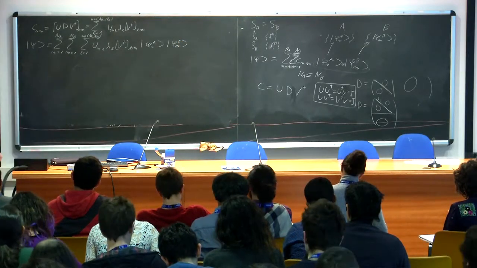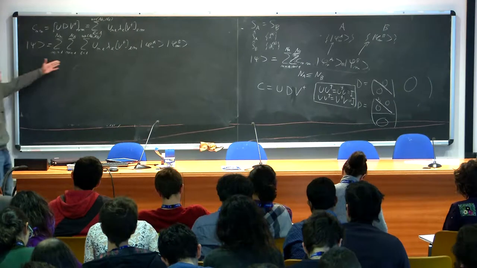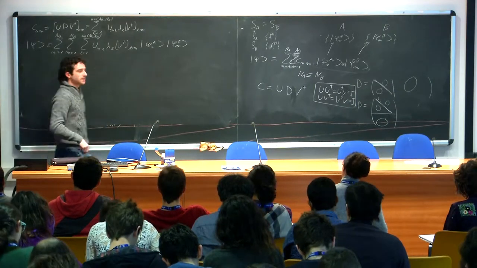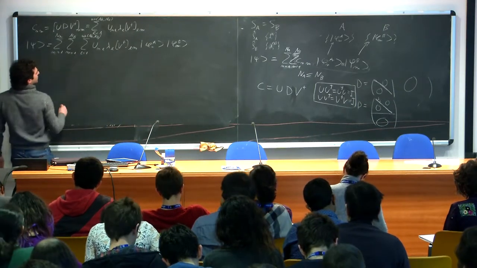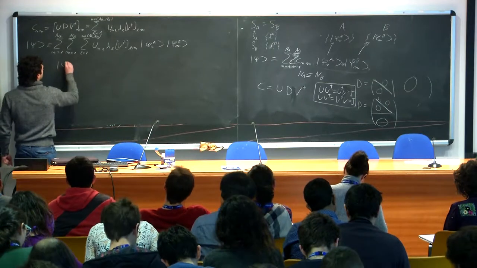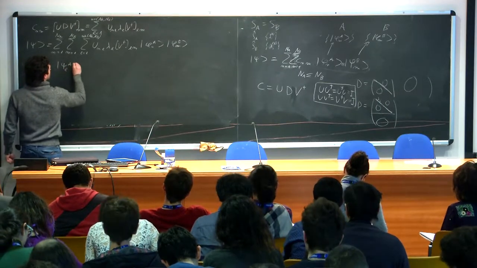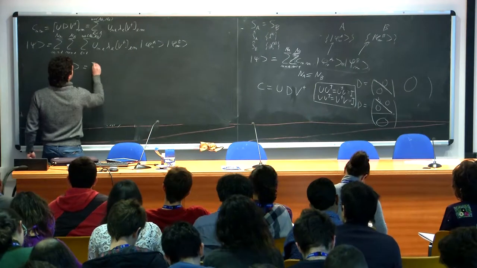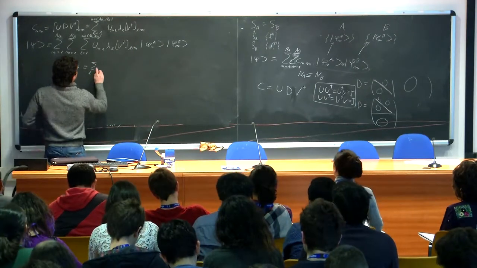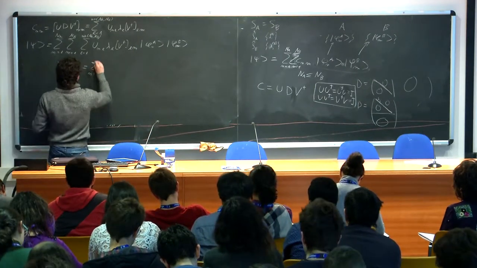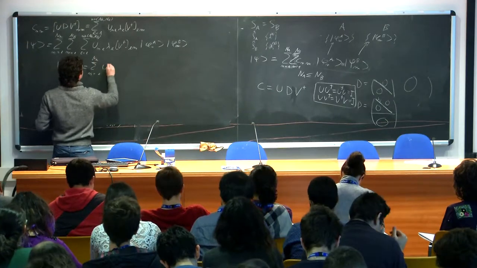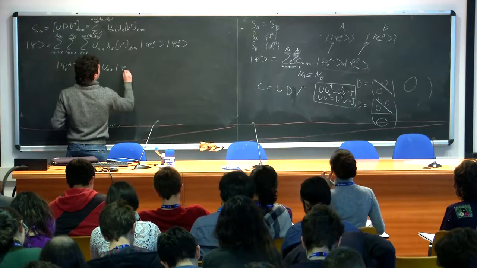Now we can change the basis. We can define new vectors psi_l^A, which are equal to the sum over n from 1 to NA of U_nl phi_n^A.